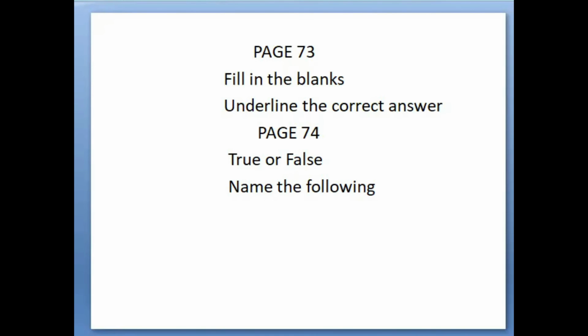Hardening of cement is a physical change. And the answer is false. Stitching of clothes is a chemical change. And the answer is true. D. Name the following. Question number 1. A change in which the basic composition of a substance does not change. And the answer is physical change.